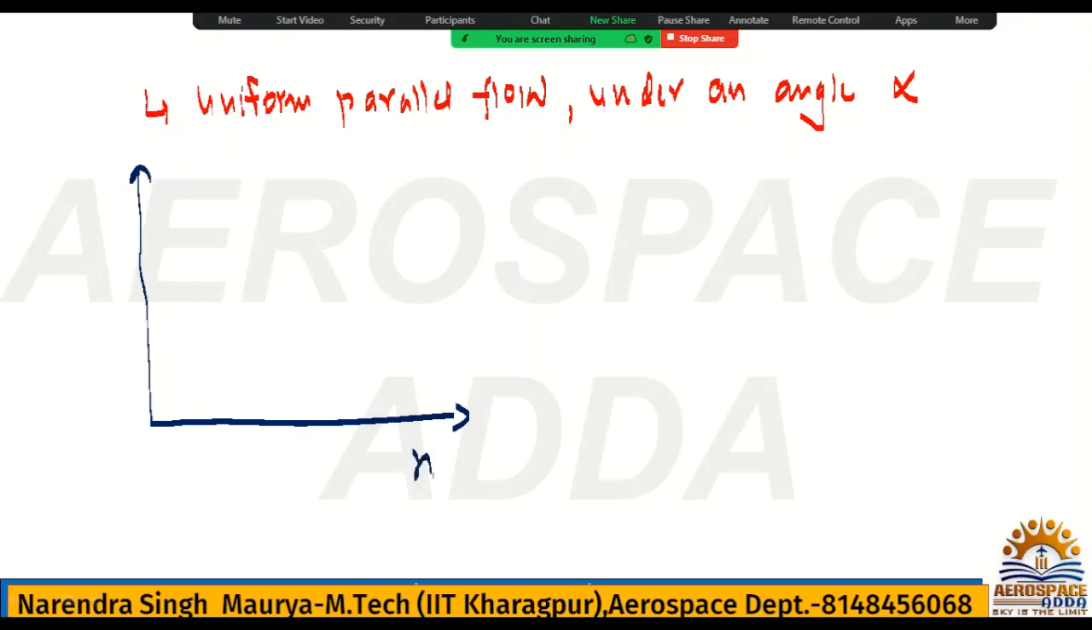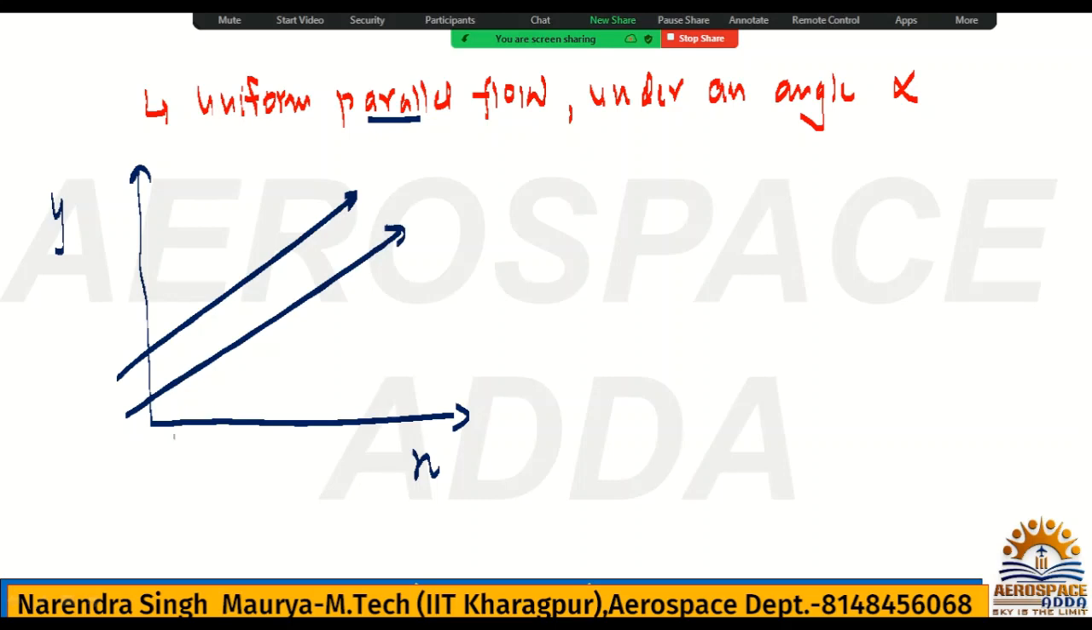So this is the x axis and this is the y axis. Now still it is a uniform parallel flow, so I will draw parallel flow, but it is at an angle, so I am considering it is an angle with the x axis. So now my flow will be like this. See, still uniform parallel flow, but at some angle. So I am saying this angle is nothing but alpha. Okay, just say this velocity is nothing but, you can say, u.